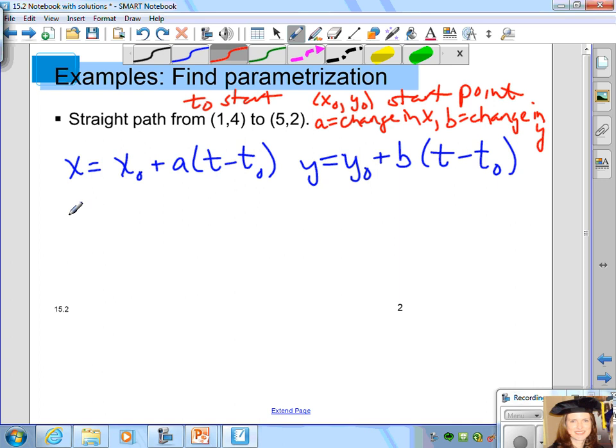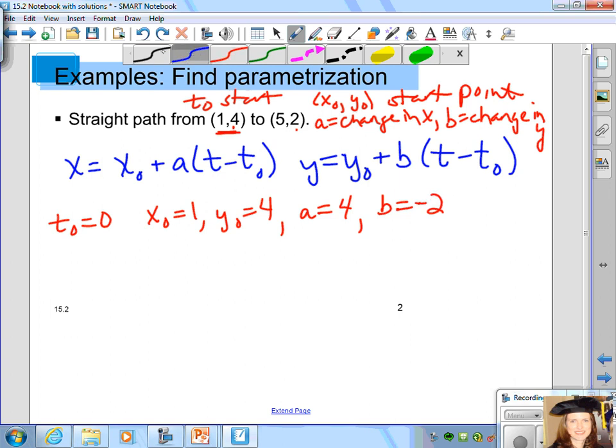So if we let our t sub 0 equal 0, starting at t equals 0, and then your starting point is, you let your x sub 0 equal 1 and your y sub 0 equal 4. That's your starting point. And then you let your a equal how your x is changing. Your x is starting at 1 and ending at 5, so the x is going to increase by 4, so a is going to equal a positive 4. And then your b is how the y is changing. The y starting at 4 and ending at 2 is changing by a negative 2.